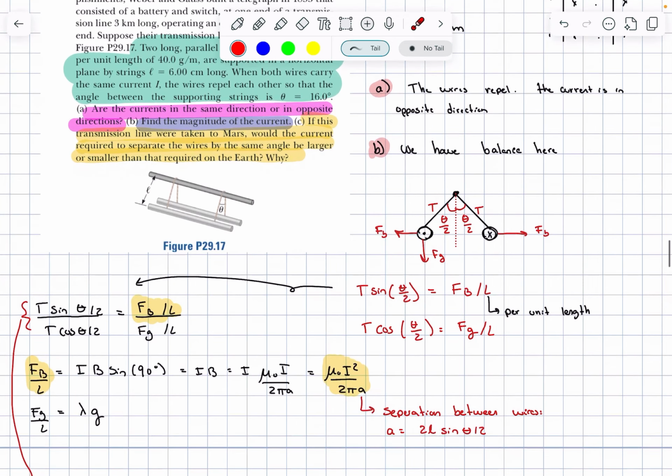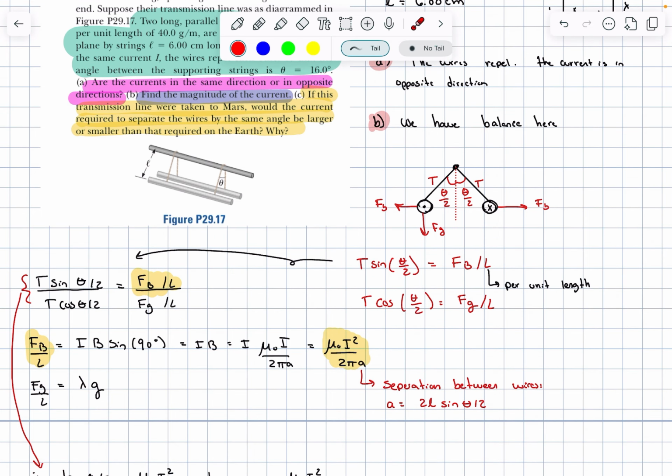So what we have here in the x direction is T sine theta over 2, the x component of the tension, is equal to FB over L. The reason we say over L is because this is a two-dimensional image, but we're trying to symbolize a three-dimensional thing. Really this extends, and we do need to consider that fact because there's current all down here, right? The length does also matter. So this is per unit length.